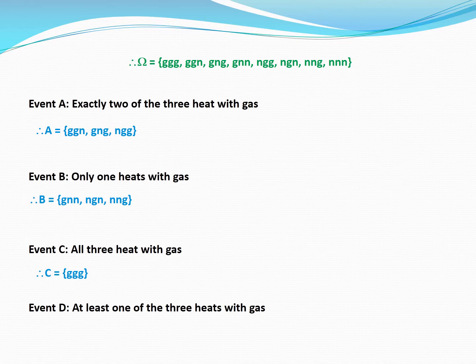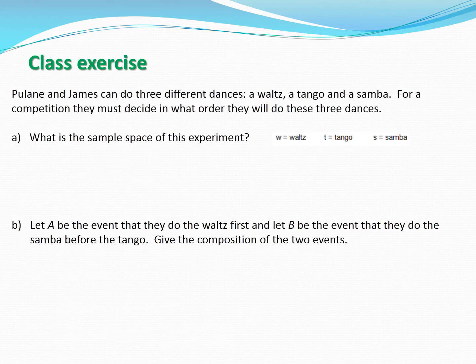And then for event D, at least one of the 3 homes heating with gas. At least tells you 1 or more. So it will include all the outcomes except for none of the homes heating with gas. So your turn. You can complete this class exercise for me, please.